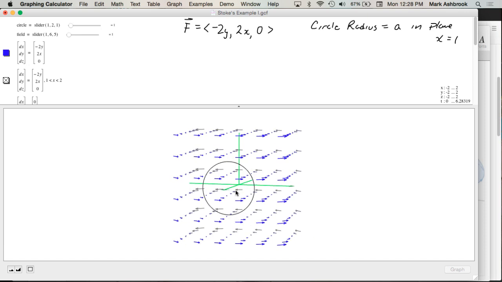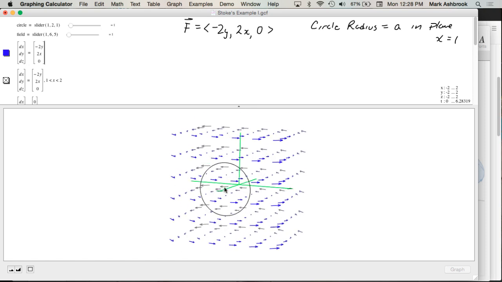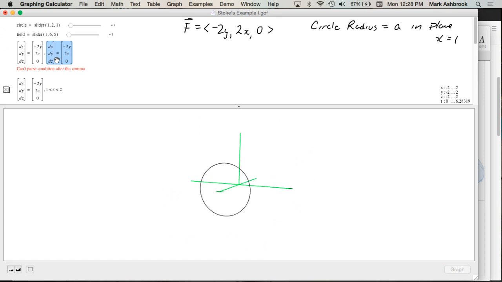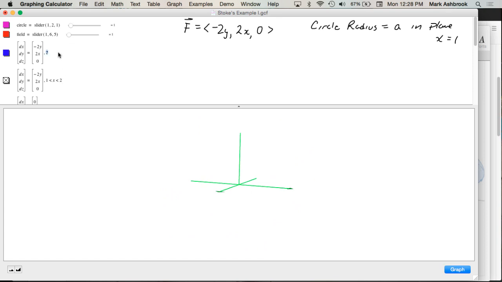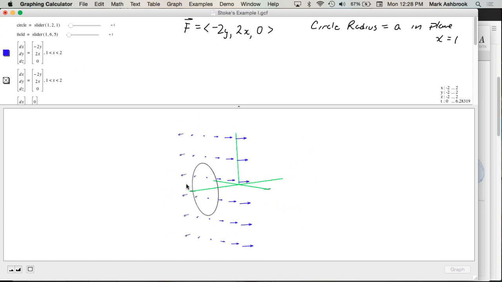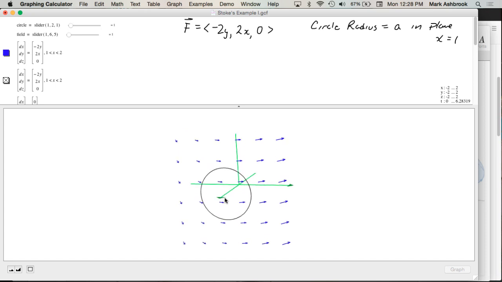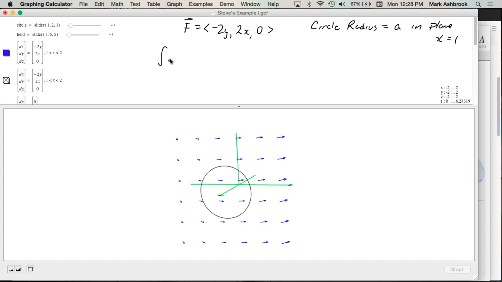The circle has radius a. Okay, so the first thing we want to do is really what do we care about? Do we care about all these vectors in the vector field? What vectors do we care about? Just the ones in the plane x equals 1, right? That's all we really care about. So let's look at that. Here are just the vectors in the plane x equals 1 of that vector field, negative 2y, 2x, 0. So the first thing we look at in Stokes' theorem is the line integral.